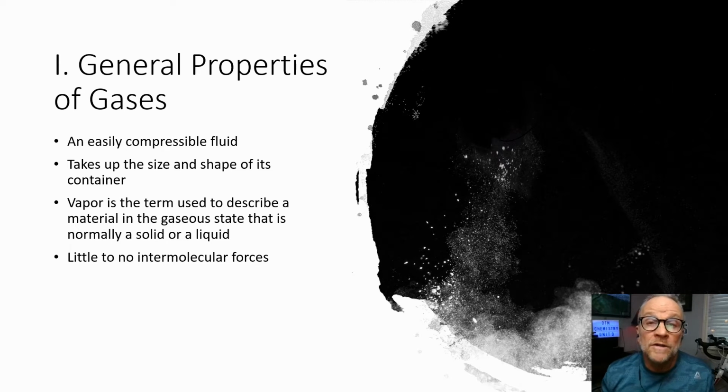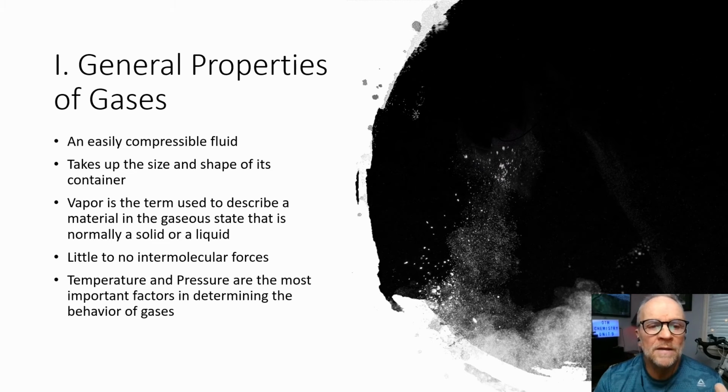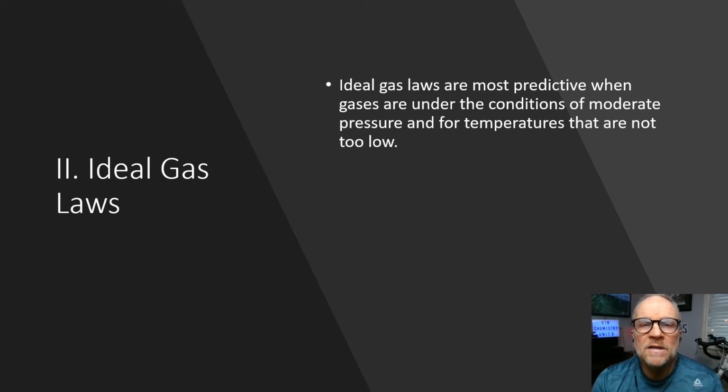There are little to no intermolecular forces between the molecules of a gas, and so we say that the gases don't stick together. They have totally elastic collisions. They act as independent operators. And because of this, under normal conditions, temperature and pressure are the things that most affect the gas properties. Okay, so now let's talk about some ideal gas laws.